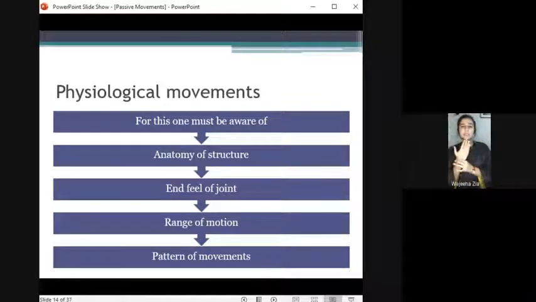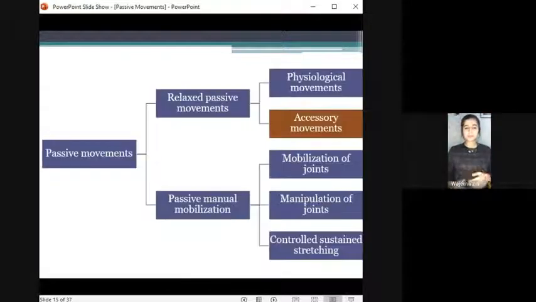Suppose in case of the wrist joint, the anatomy of the wrist joint allows four ranges. The first is flexion, the second is extension, the third is ulnar deviation, and the fourth is radial deviation. So there is no other movement. If you overstretch a muscle in the wrong direction, you will injure the patient.